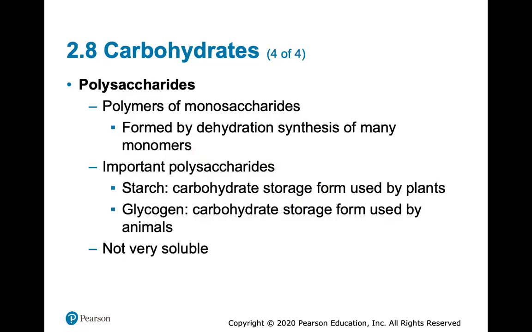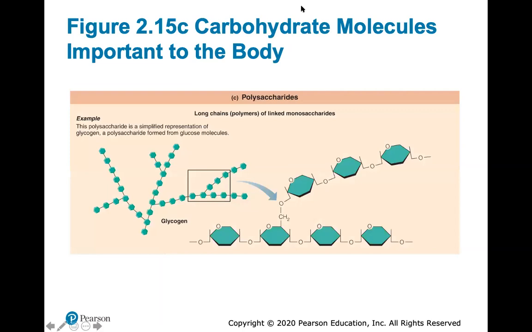And then a polysaccharide just means many sugars bound together. Important polysaccharides are starch, which is the carbohydrate storage form used by plants, and glycogen, which is the carbohydrate storage form used by animals. Glycogen is just the way that your body stores glucose, and it stores glycogen in the liver. They are not very soluble, meaning they don't dissolve easily. So here are carbohydrates and their molecules and how they're important in the body.